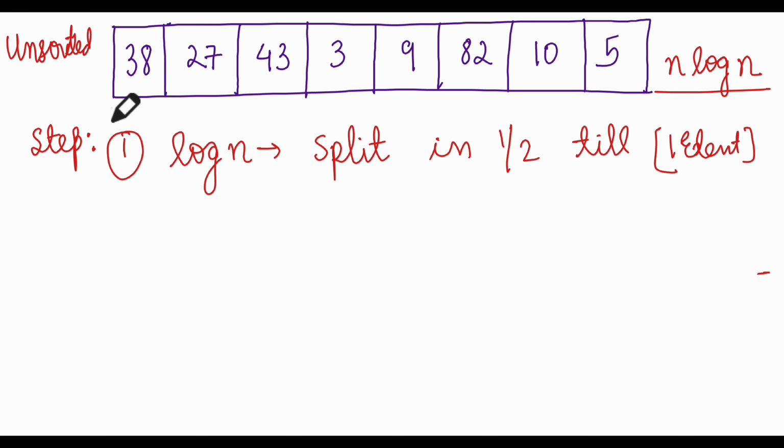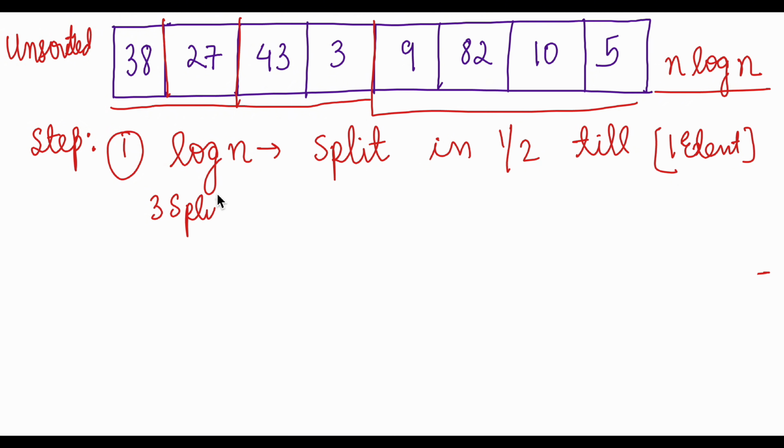Your first split will be done like this, okay, here. This will be the left part, this will be the right part. And after that you will split it again from here. You will have this part, and then you will split again here and here. So in total 3 splits, you will be able to reduce this particular list into individual lists of one element each.